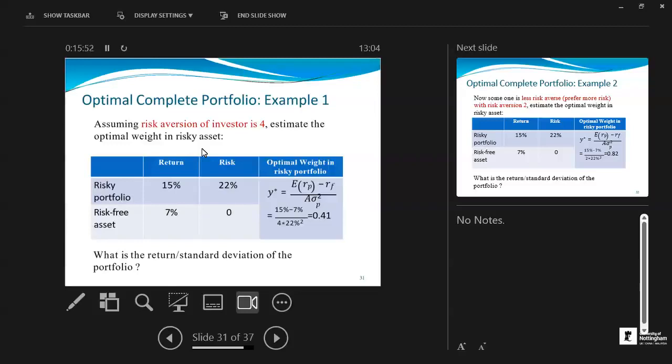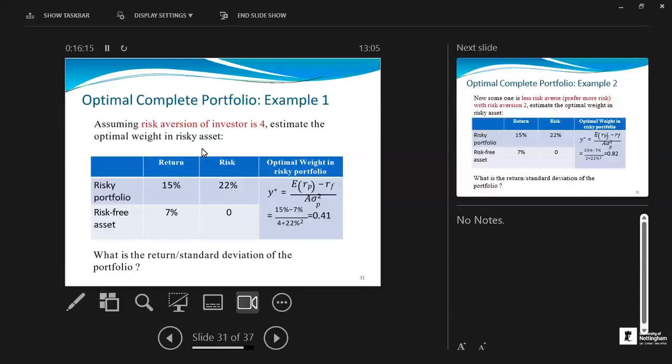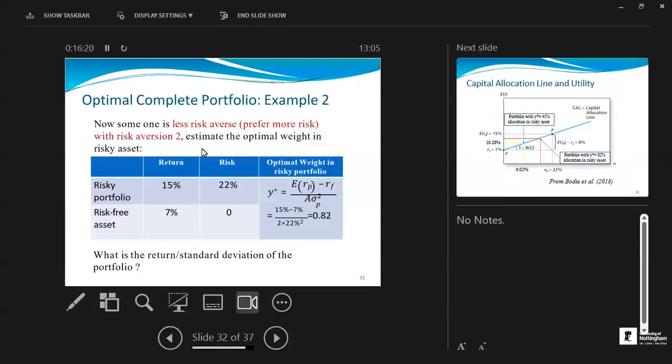Okay. So what if you change this risk aversion? If I change this risk aversion from 4 to 2, then what is going to happen? Are we going to allocate more to the risky asset or less to the risky asset? Okay. So what I've done now is exactly the same thing. All the numbers are the same. The only thing that I've changed is the risk aversion. I changed that from 4 to 2 here.